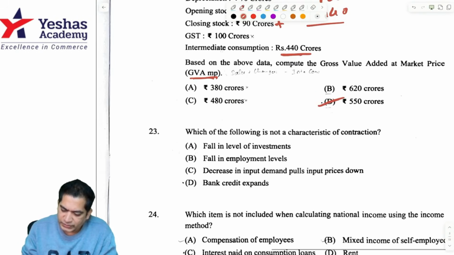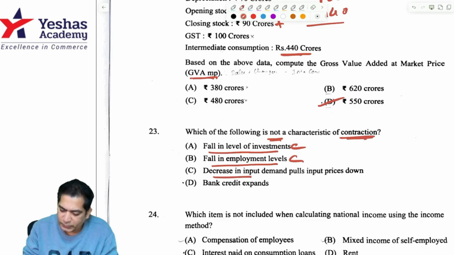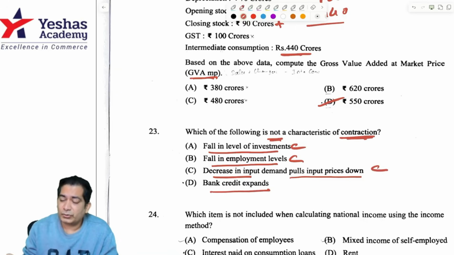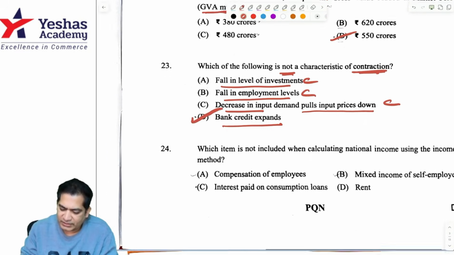Which of the following is not a characteristic of the contraction business cycle? Fall in investment, yes, it does happen during contraction. Fall in employment level, it does happen. Decrease in input demand pulls input prices down, yes. Bank credit expands means more loans are being taken from the bank. If the economy is going down, why would people want to take a loan? So this is not correct. D is the answer.